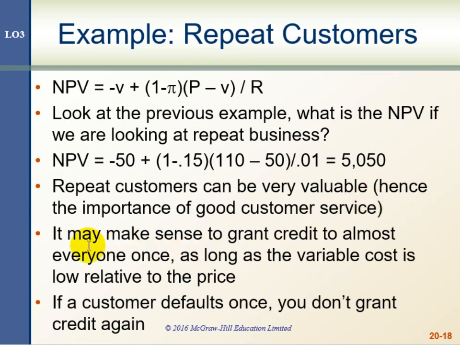Now, it may make sense to actually give credit to almost everybody as long as the variable cost is fairly low relative to the price. So here your markup is $60 on a $50 item, so you've got a 120% markup. In this case, it tends to be quite valuable to give them credit. If the markup wasn't quite as high, of course the value would be less. But in general, a repeat customer is very valuable. A single customer is very valuable. And as soon as the customer defaults, then you don't grant credit again because you know that their probability of default is more than the average of 15%.